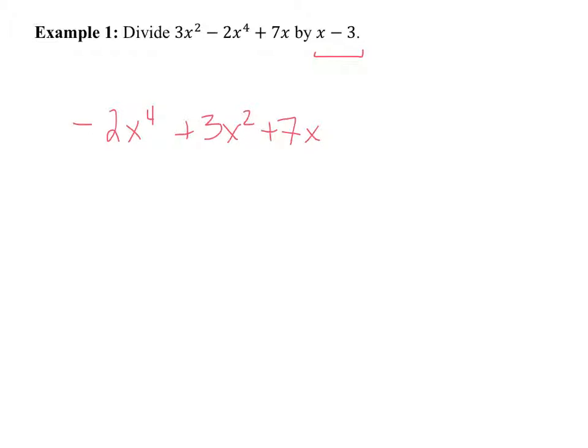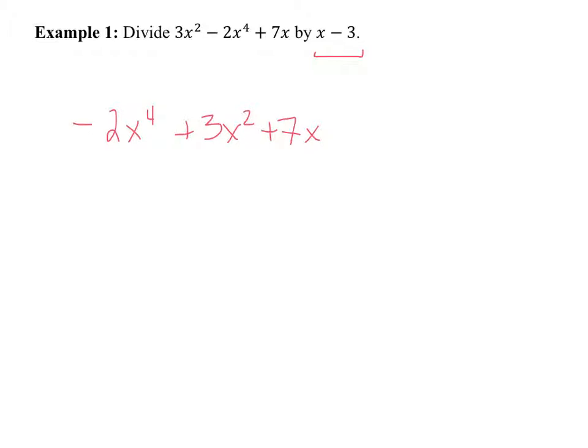And you're dividing it by x minus 3, which is already in the correct form. Now, what do you notice about this polynomial? There's no x cubed. And there's no c. And there's no constant term. Very good. No constant term there.